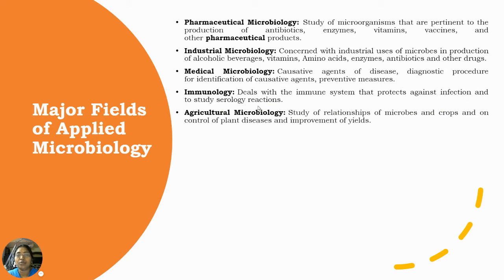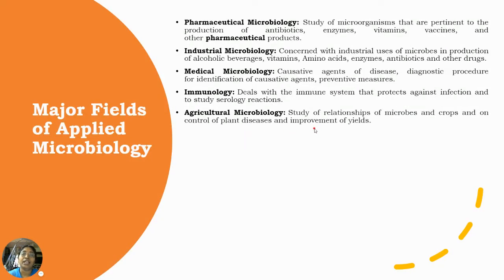And coming to the remaining, all these fields are miscellaneous. As we are saying, for microbiology there is no limit. It can be applied to the agricultural field also. When we apply microbiology to the agricultural field, it is known as agricultural microbiology. Under this subject, we can study the relationships of microbes and crops, the control of plant diseases, and improvement of yields.